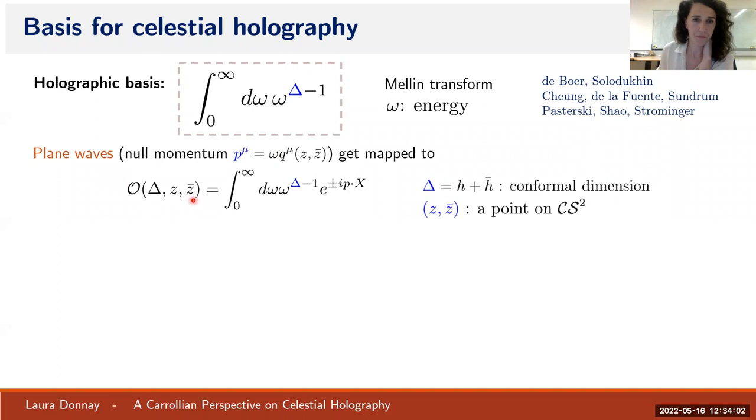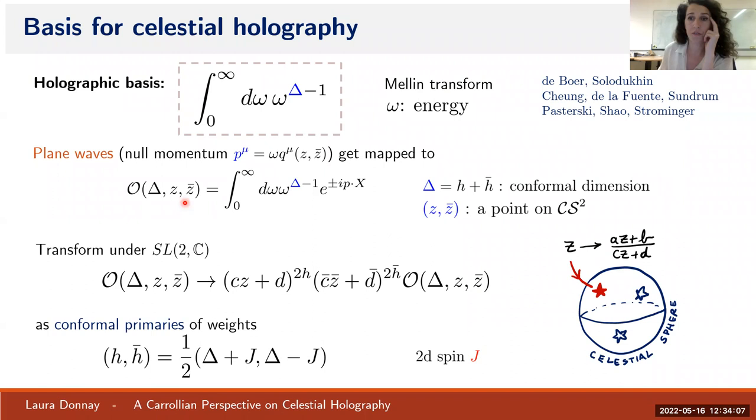And the advantage of this is that now this object, by construction, you can see that it transforms as an SL2C primary under the action of a Möbius transformation on z and z bar. This is actually just because the Lorentz group acts like this SL2C action on the sphere angles. So now what we are doing is that we're starting from plane wave packets, whose translation invariance was manifest, but the SL2C part was obscure.